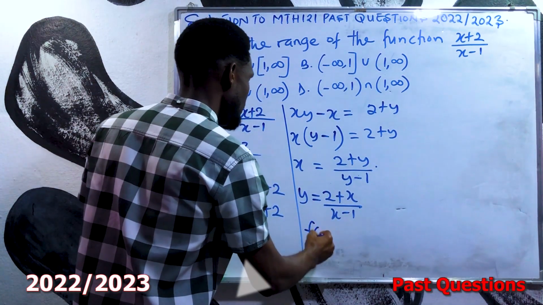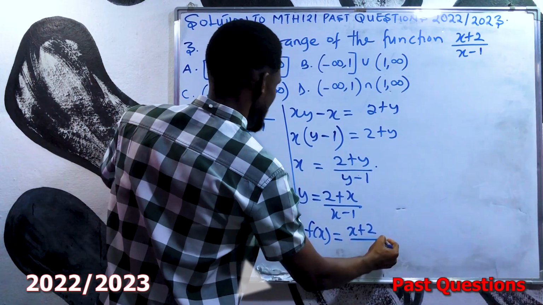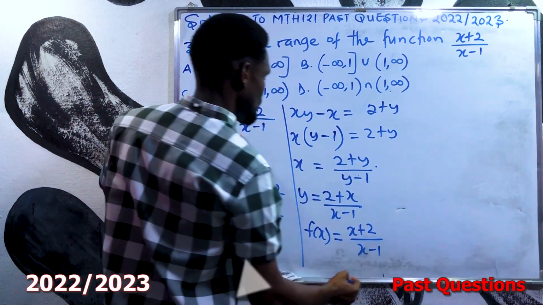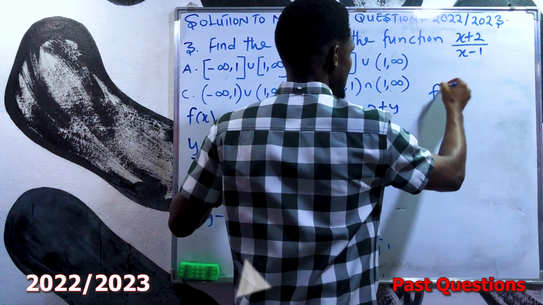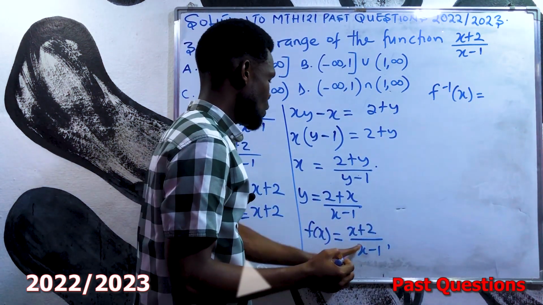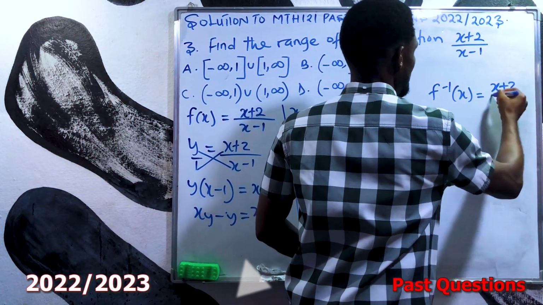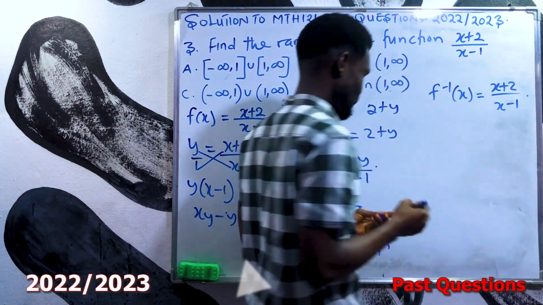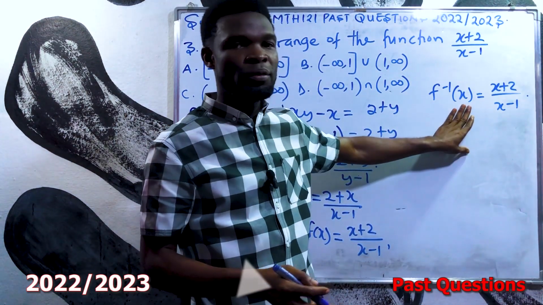So the function f of x was equals to x plus 2 all over x minus 1. And then its inverse, that is f inverse of that function, is what? X plus 2 all over x minus 1. So we have been able to find the inverse of that function.